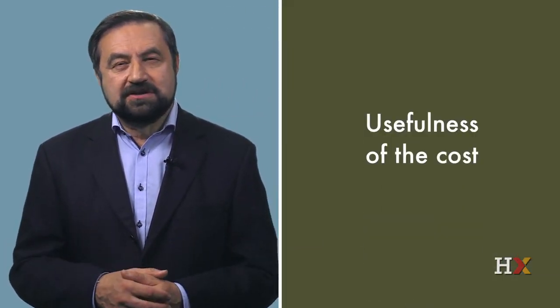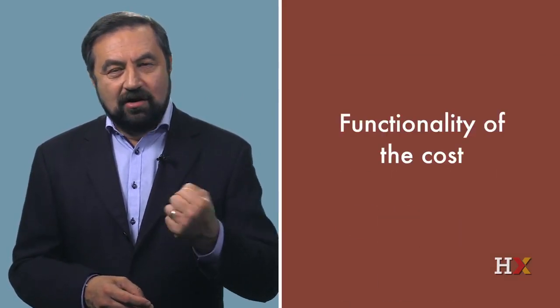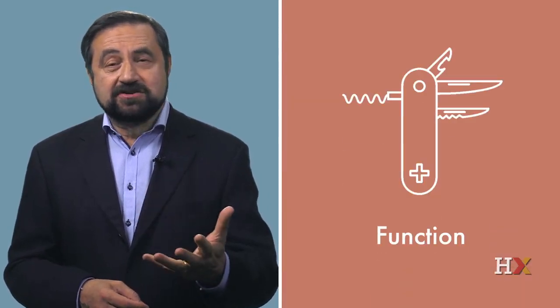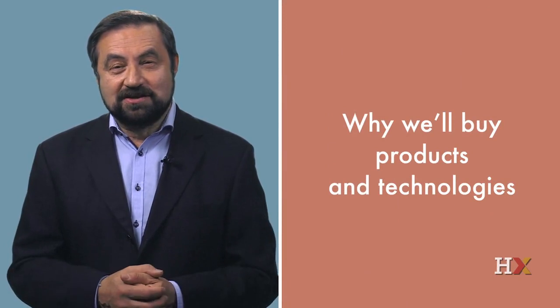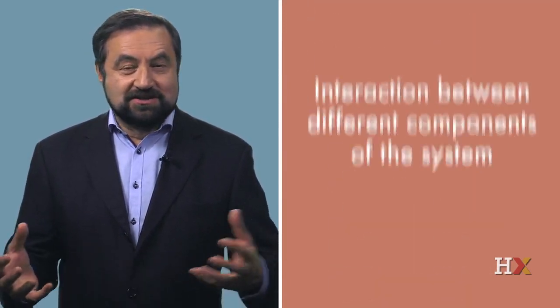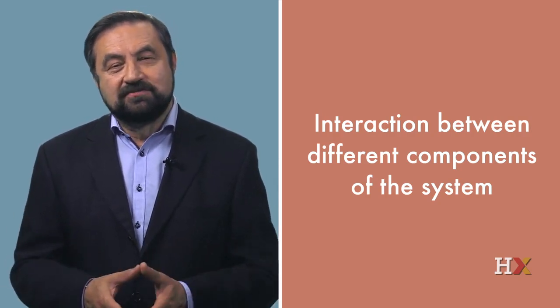Let's talk about value. As I said, Larry Miles developed value engineering while working in the purchasing department of General Electric. So he defined value as usefulness over cost. We define value as functionality of the cost. What is the function? Function is why we buy products and technologies. Function is interaction between different components of the system.